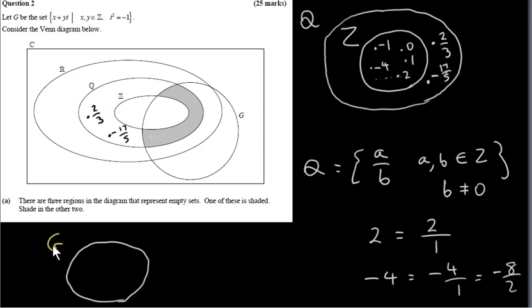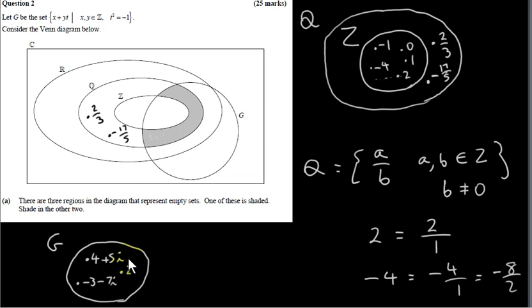Now let's look at the set G. As I've said already, G is the set of complex numbers x plus yi, where both real and imaginary parts are integers. So let's take an example. 4 plus 5i is an element of G, because 4 and 5 are integers. Another example might be minus 3 minus 7i. Another example might be 2 plus 0i. Well, 2 plus 0i is just 2, so we can just write 2 there.